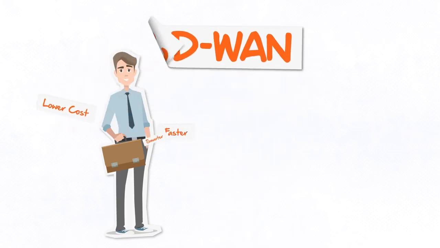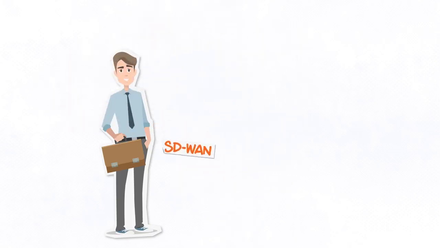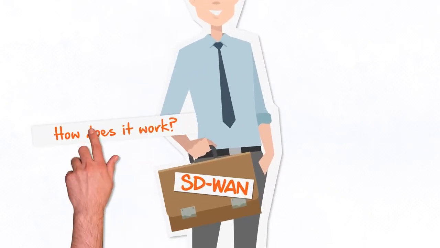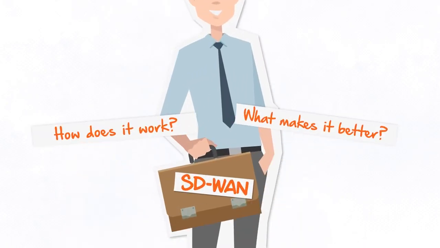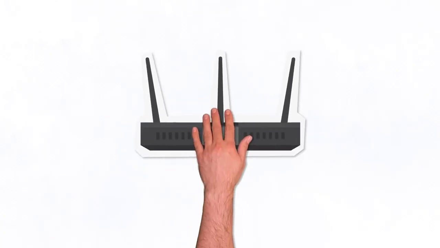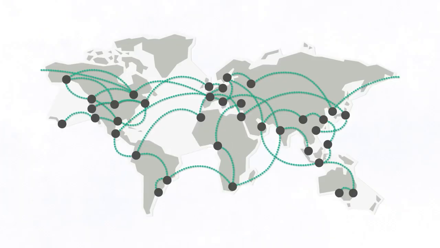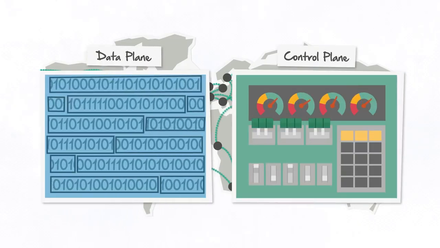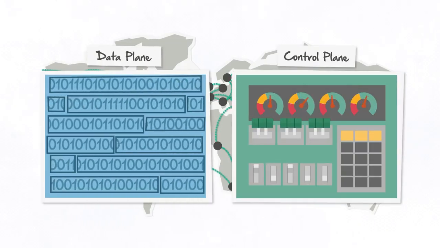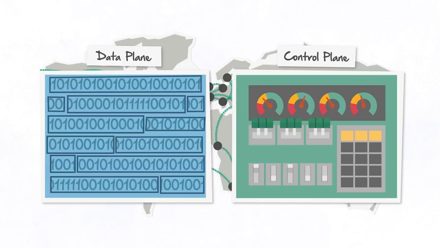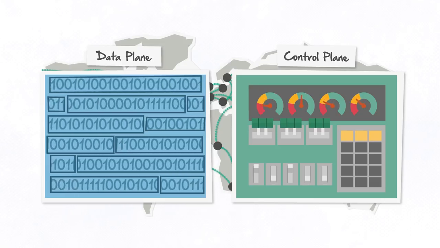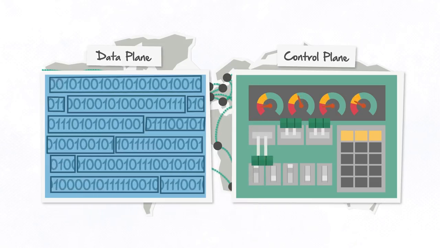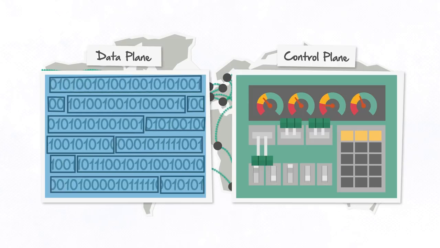Essentially, SD-WAN is a better way to build and manage long-distance networks. But why? How does it work? What makes it better? Let's take a closer look. Traditional WANs are made up of tens, hundreds, or thousands of routers that talk to each other over long distances. Within each router, there's a data plane and a control plane. The data plane holds the information that is being sent or received, the data, while the control plane determines where that data should go. Sounds simple enough.